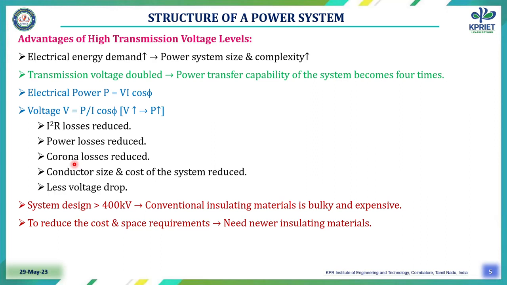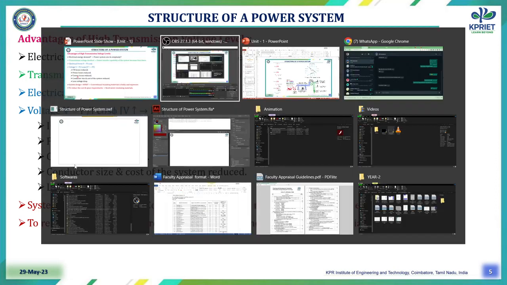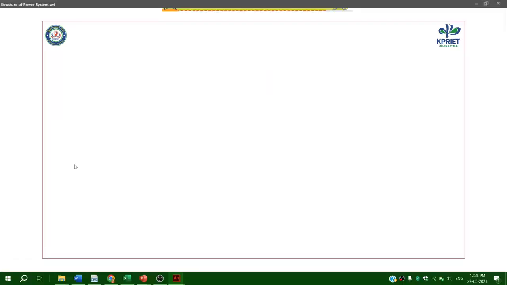If we are not increasing the voltage level, whatever power we have generated will be entirely wasted over the long transmission due to the I square loss, power loss and corona loss. That's why we need to increase the voltage level. That way we can get the power with minimum loss. Now we will see how the same structure is operated through the animation.